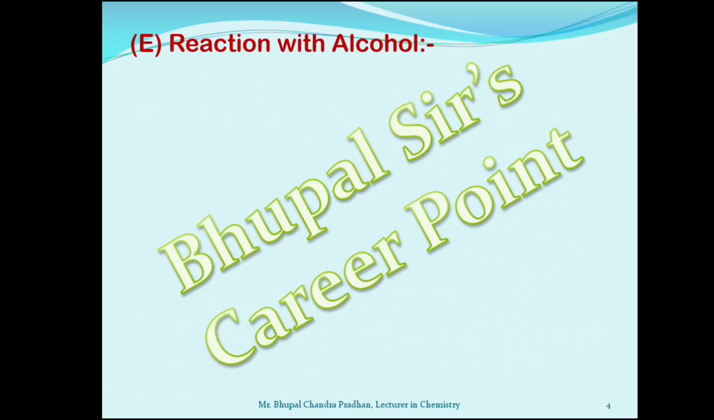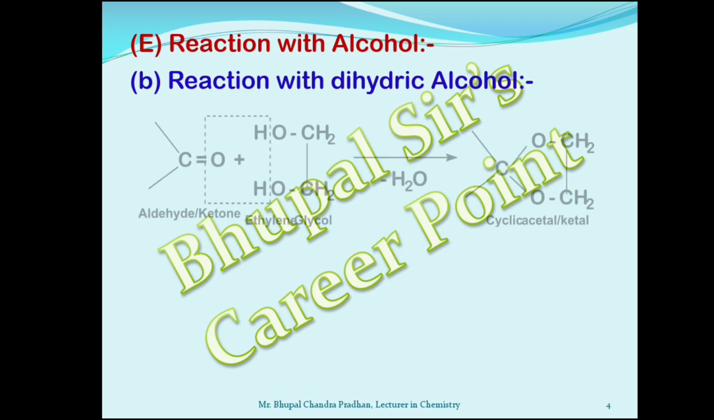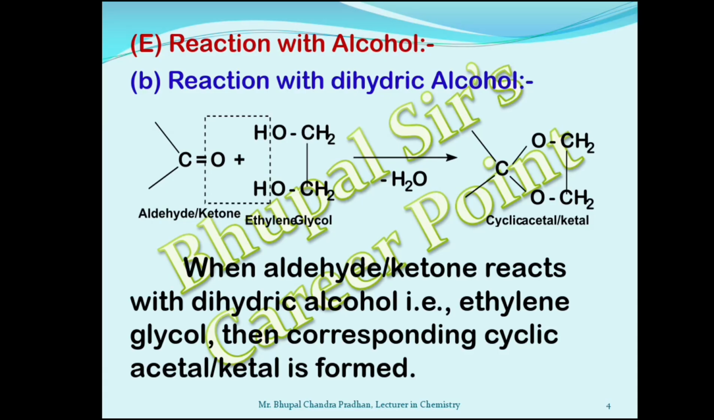Now, how is the reaction carried out with dihydric alcohol? Both aldehyde and ketone show this reaction. Two H atoms of the two OH groups of the dihydric alcohol eliminate a water molecule with the oxygen of the carbonyl group, and a cyclic acetal or cyclic ketal is formed. In the description we have to write down, when aldehyde or ketone reacts with dihydric alcohol, that is ethylene glycol, then corresponding cyclic acetal or ketal is formed.